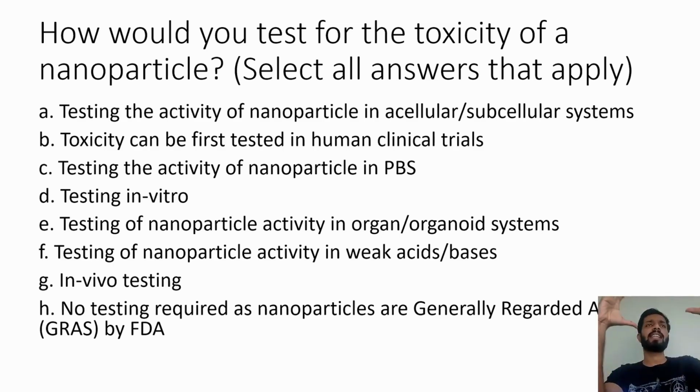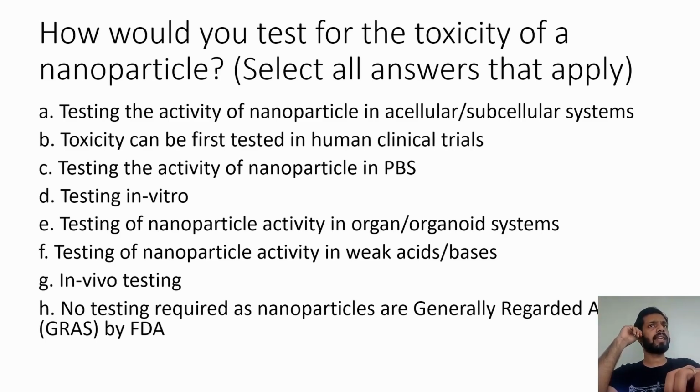Organoid systems are basically a collection of cells that mimic the function of a particular organ, right? You might have heard about body on chip, so lung on a chip, kidney on a chip, stomach on a chip. All these are organoid systems. So you can test the efficacy of your nanoparticle on that to see if it has any toxicity. So that's also a correct answer.